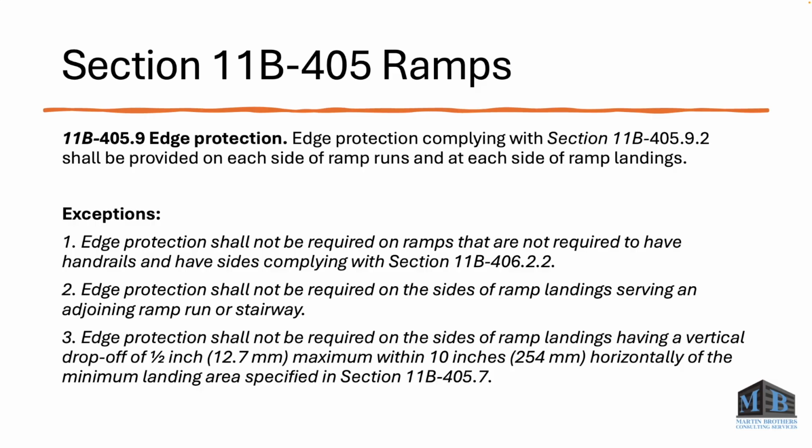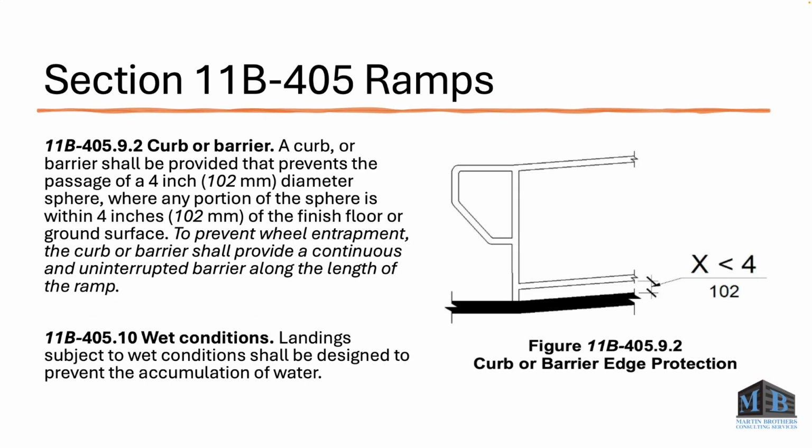Number 2, edge protection shall not be required on the sides of ramp landings serving an adjoining ramp or stairway. Number 3, edge protection shall not be required on the sides of ramp landings having a vertical drop-off of ½ inch maximum within 10 inches horizontally, the minimum landing area specified in section 11B 405.7. Now note that exceptions 2 and 3 specifically say ramp landings, not ramp runs. And along ramp runs, we have to have a curb or barrier. This is a form of the edge protection.